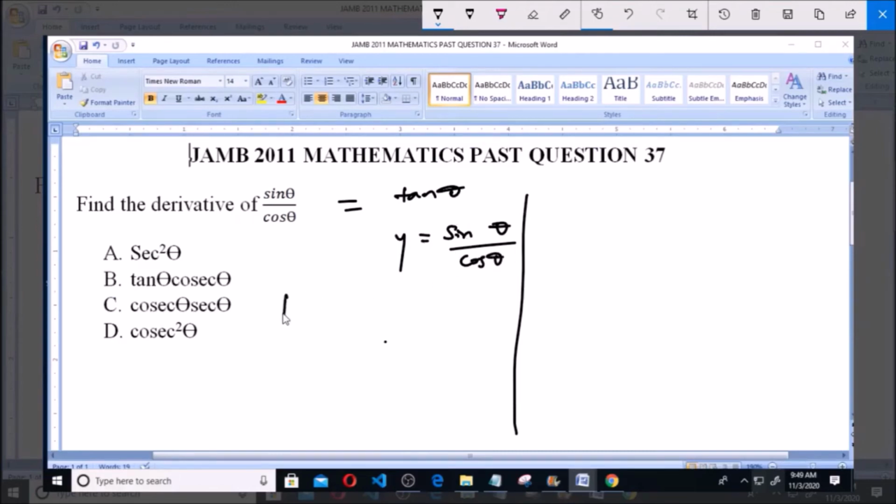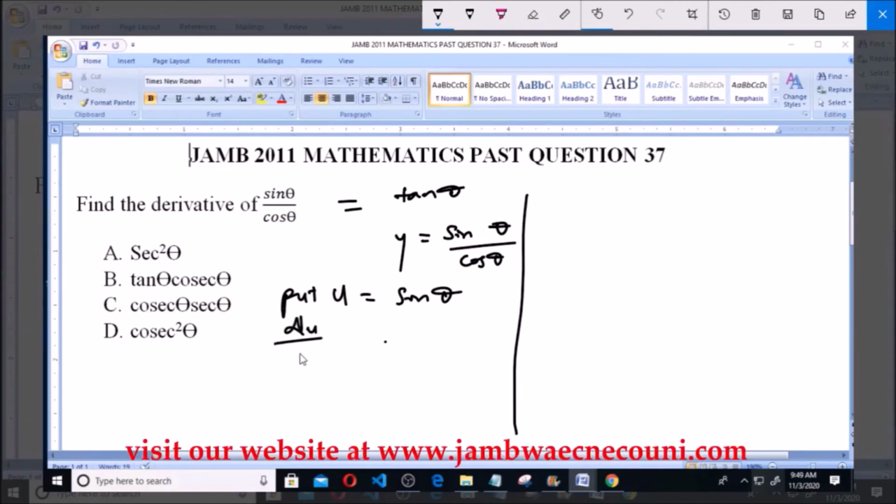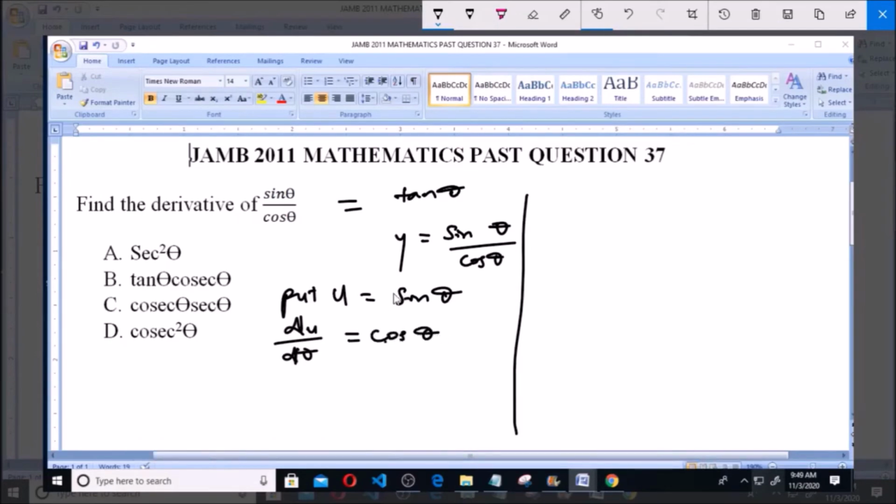Now put u equals sin theta. Let's assume u is equal to sin theta. Now du/d theta, that is differentiating u with respect to theta, will be equal to cos theta, because the derivative of sin theta is cos theta. So du/d theta will give us cos theta.